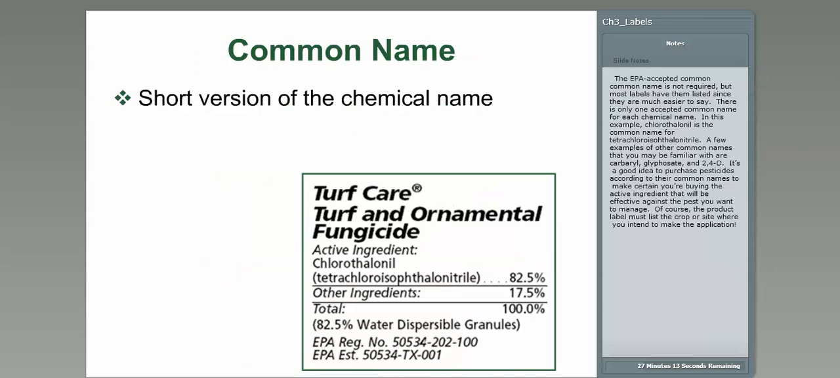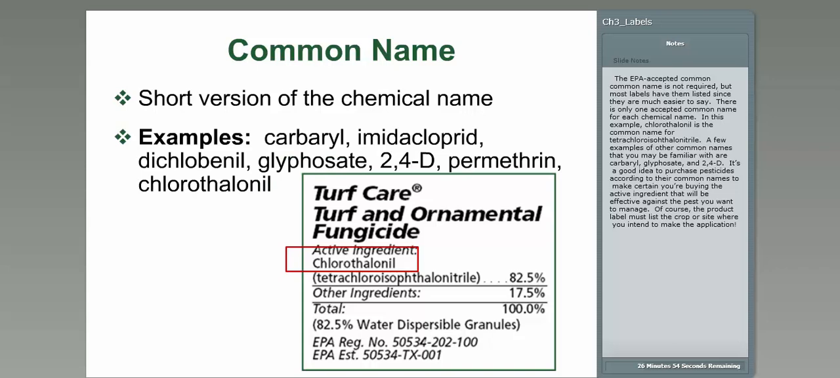The EPA accepted common name is not required, but most labels have them listed since they are much easier to say. There is only one accepted common name for each chemical name. In this example, chlorothalonil is the common name for tetrachloroisothalonitrile. A few examples of other common names that you may be familiar with are carbaryl, glyphosate, and 2,4-D.